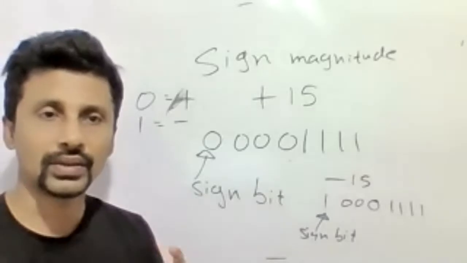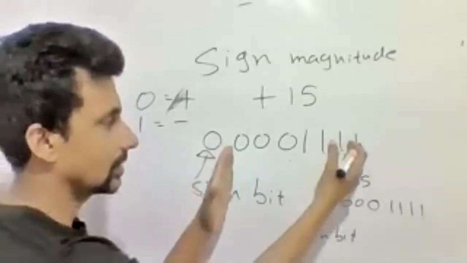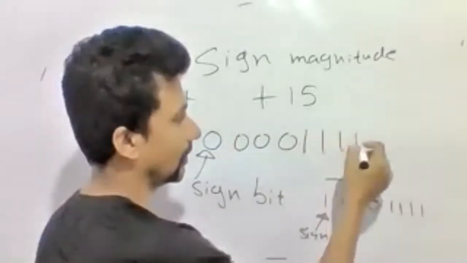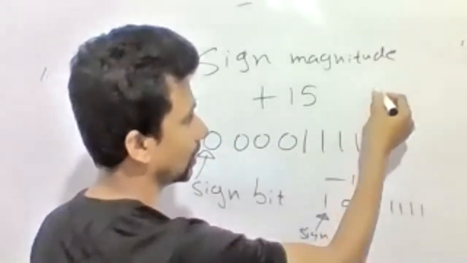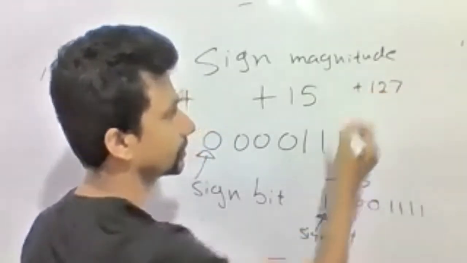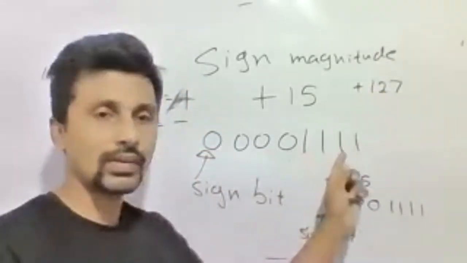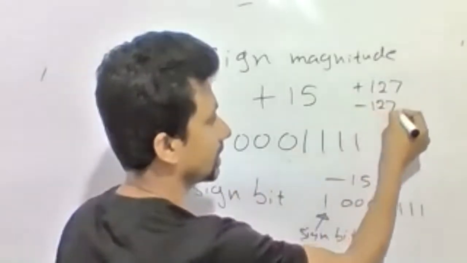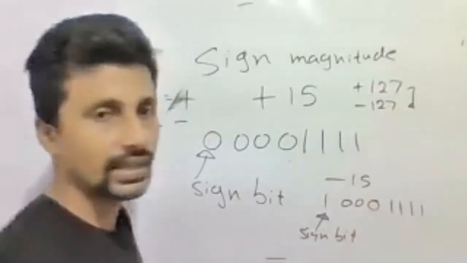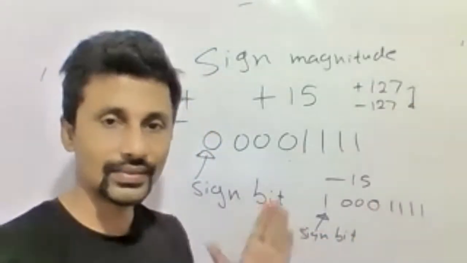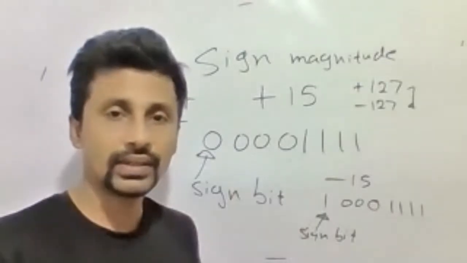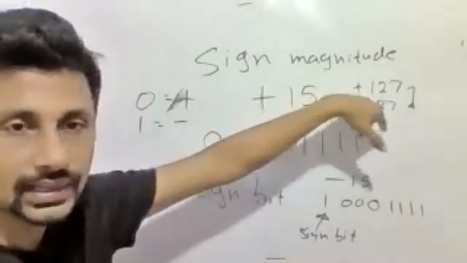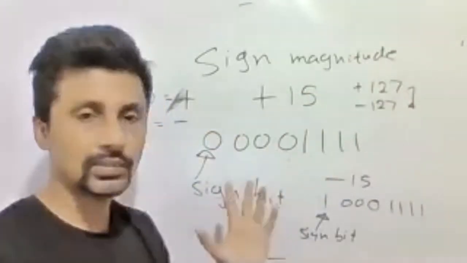In this system, you can represent values, now you have 7 bits. If you put all ones, you get 127. Put 1 here and all ones, it is 127 but negative. So your range is from positive 127 to negative 127, that is the range. If you are using 8 bits, this is our range.